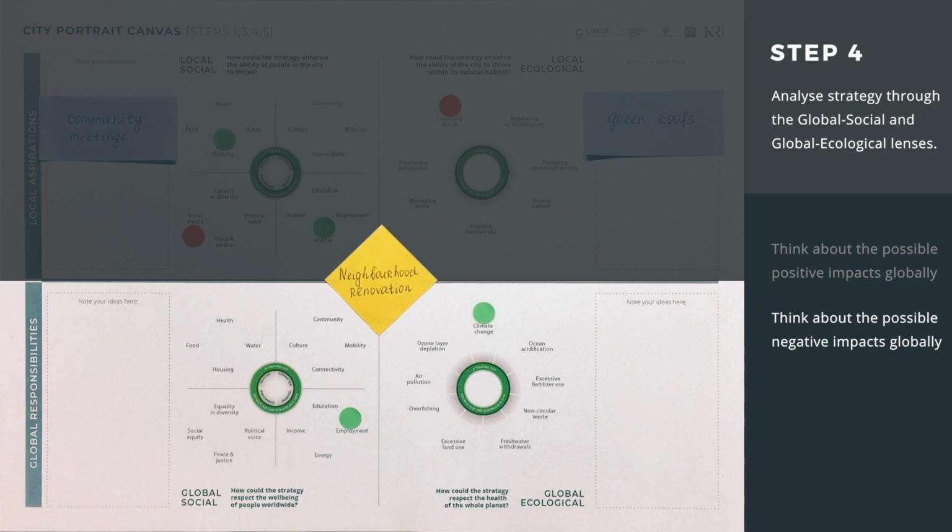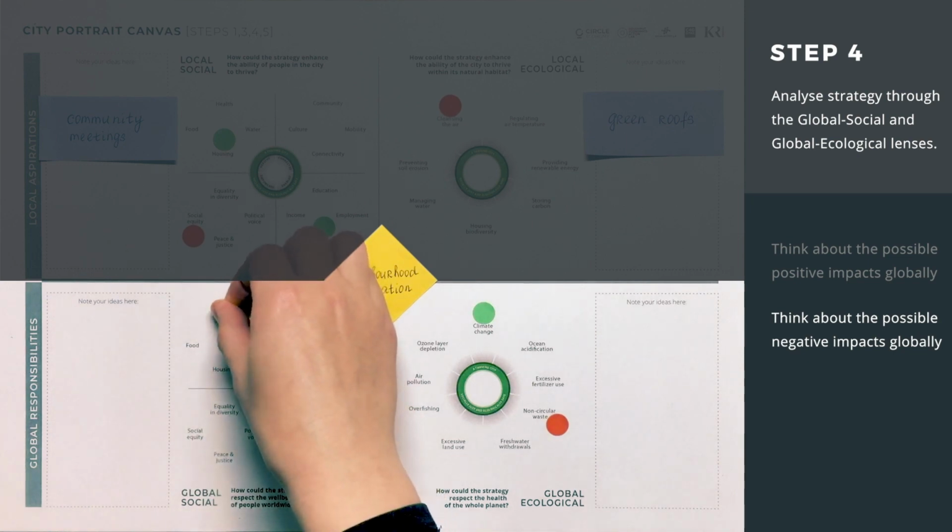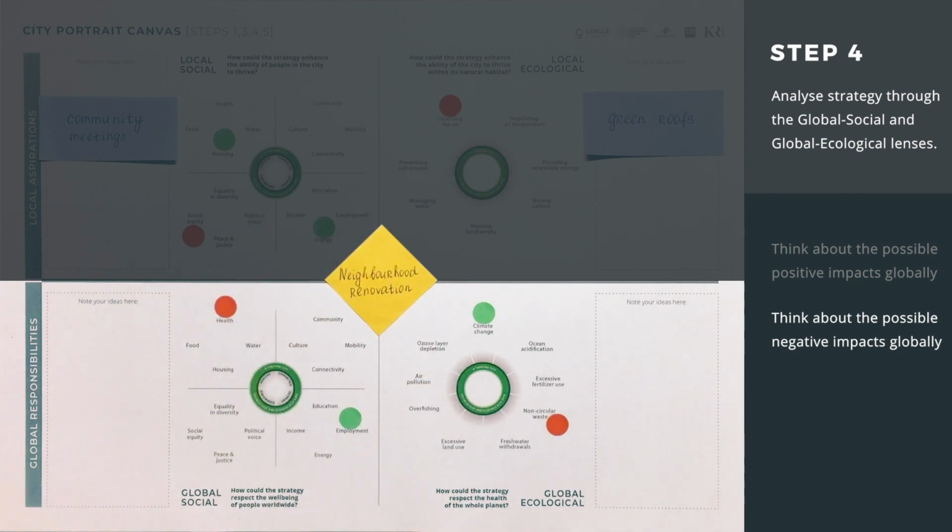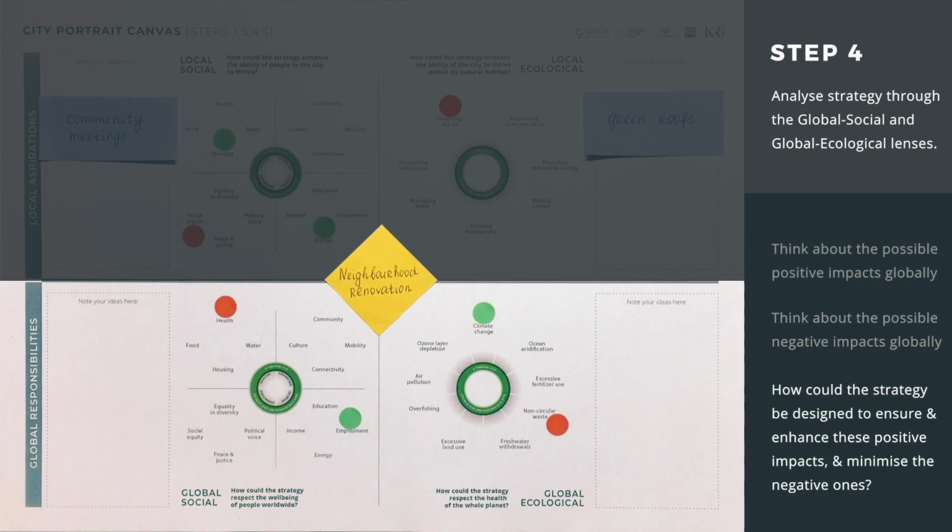Next, think about the possible negative impacts of the strategy globally. Now, although renovation projects can improve the energy efficiencies of buildings, construction activities can generate waste from the discarded materials. On the social side, we could acknowledge that although jobs in the supply chain are created, often these jobs operate under difficult hours and unsafe conditions. So I'll note here the possible negative impact on health of people globally. Taking these notes into perspective, again, take some time to think about how the strategy can be designed to enhance its possible positive impacts and minimize its negative ones globally.